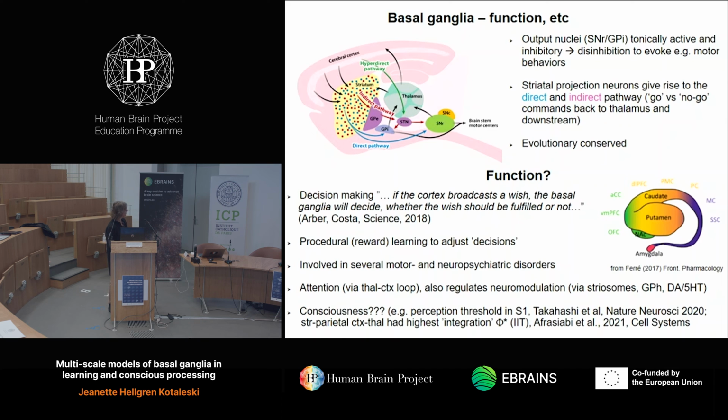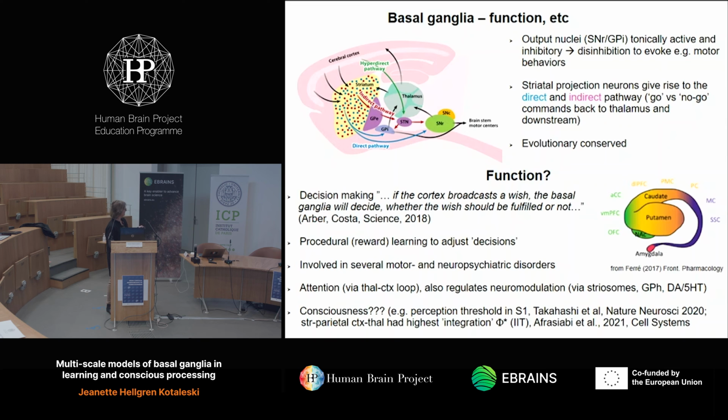But what about consciousness? That was a tricky part, because usually you don't talk about basal ganglia when discussing consciousness, as for a hippocampus. But basal ganglia is known to be important for the attentional blink, for instance, and maybe we will hear later today that it also plays a role when it comes to the perception threshold in the somatosensory cortex.